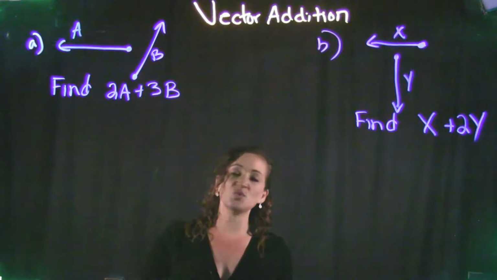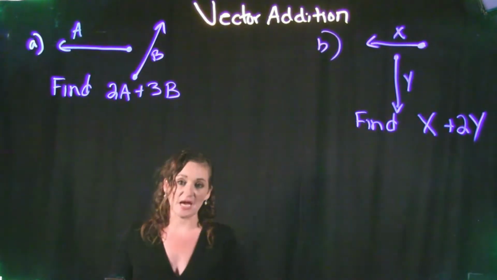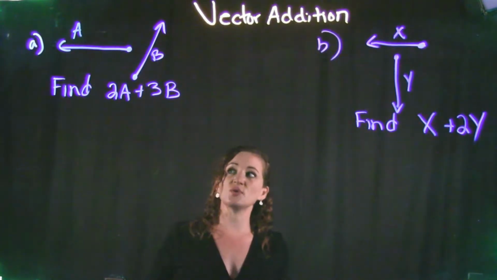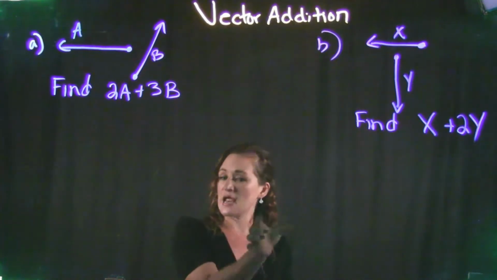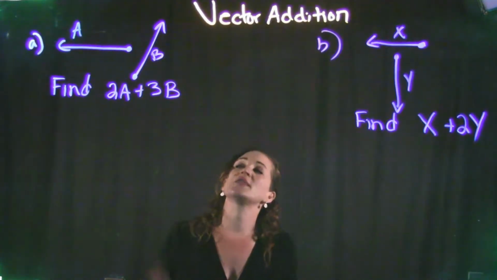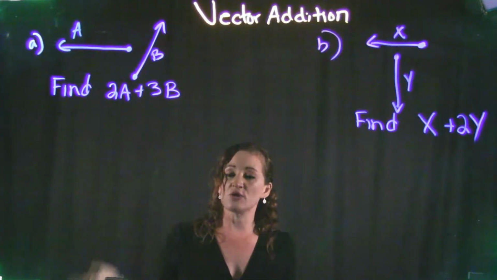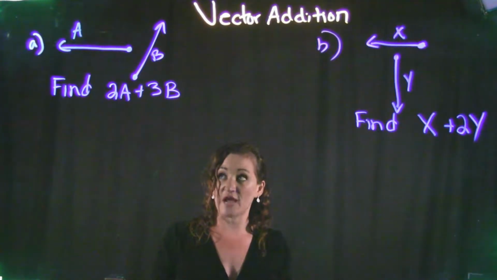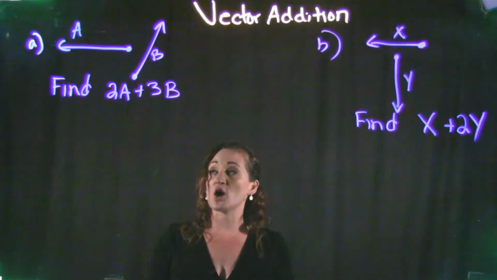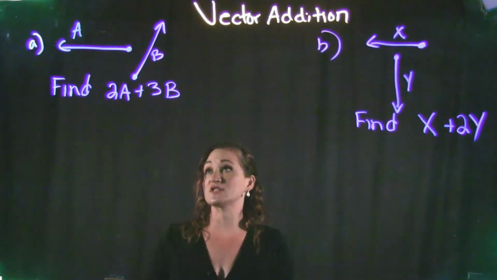What we want to do is find 2A plus 3B. So essentially, we're going to take two vector A's and put those together, and then we're going to tack on 3 of vector B to it in order to find our resultant vector. Always start with vector A, that is the one they gave us first.